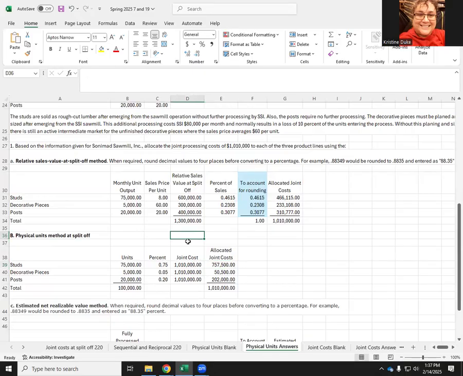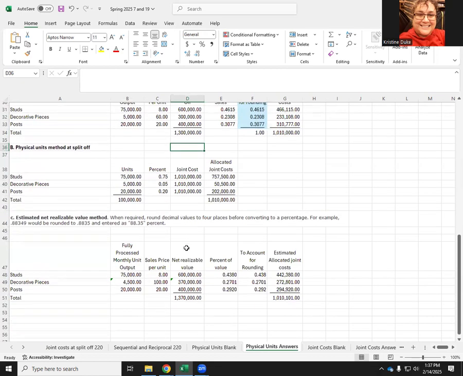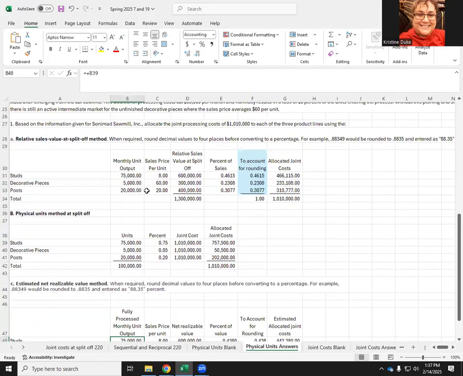Super, super easy. Now, estimated net realizable value. So we're assuming that these are fully processed. Now remember, up here, this one was not fully processed.